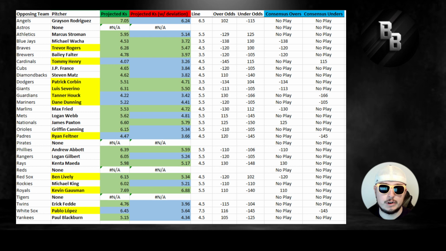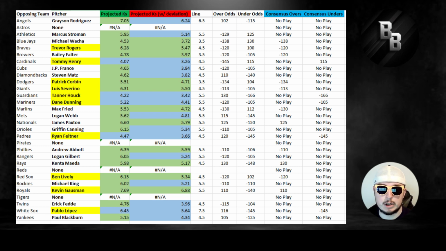Second, we've got Tommy Henry taking on the Cardinals. His line is set at 4.5, and I'm projected at 3.26. So we'll take the under at plus 115. Third, we have Patrick Corbin taking on the Dodgers. His line is set at 3.5, and I'm projected at 4.71. So we'll take the over at minus 134.